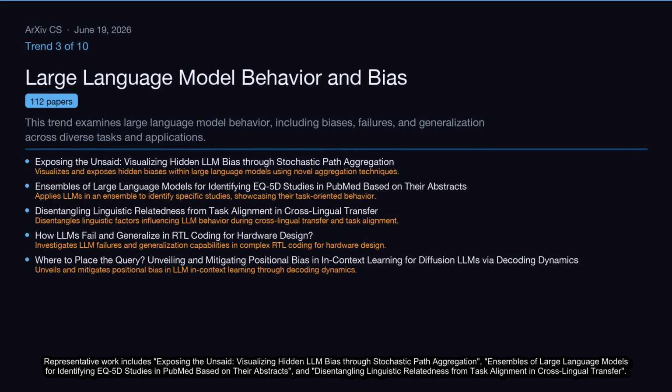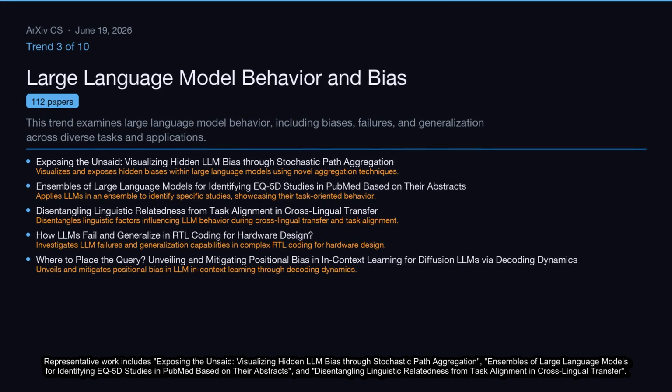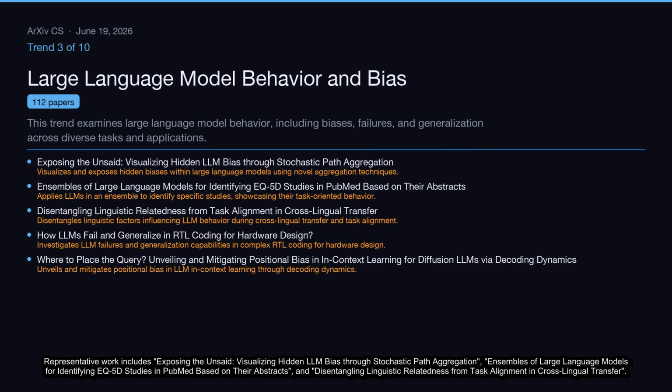Representative work includes exposing the unsaid, visualizing hidden LLM bias through stochastic path aggregation, ensembles of large language models for identifying EQ-5D studies in PubMed based on their abstracts, and disentangling linguistic relatedness from task alignment in cross-lingual transfer.